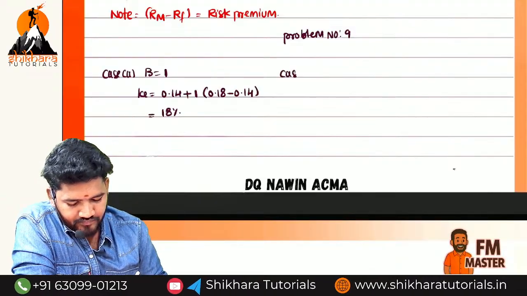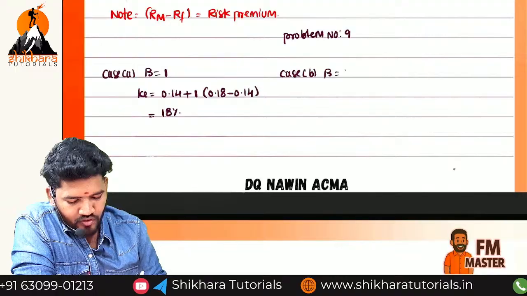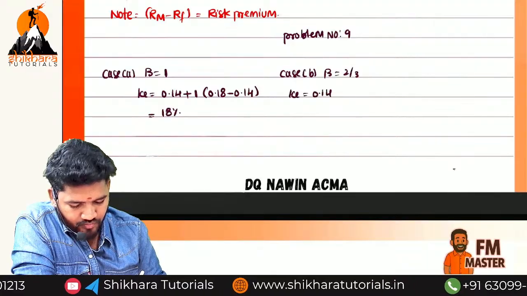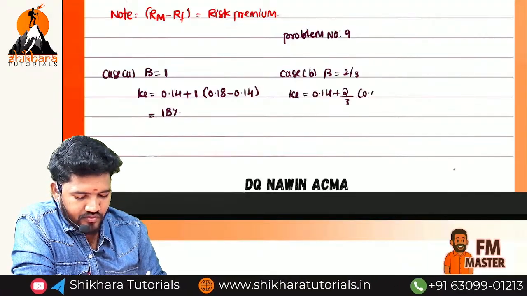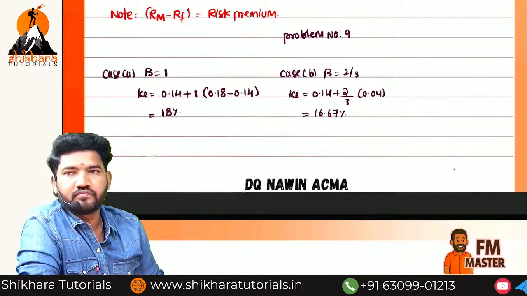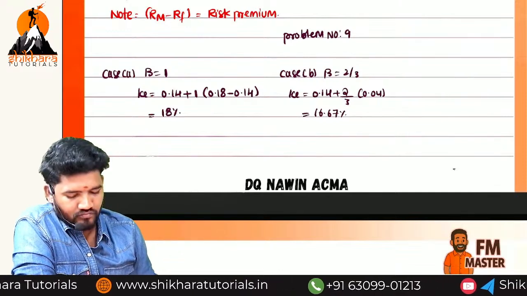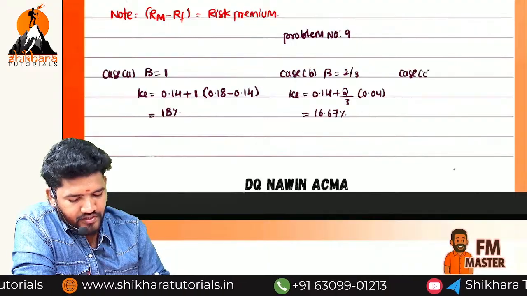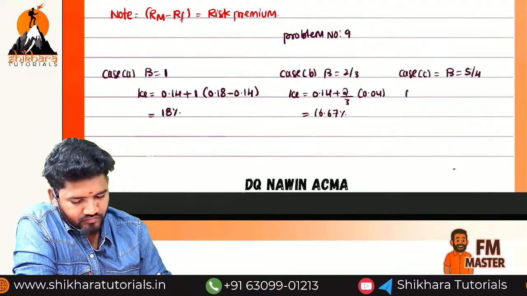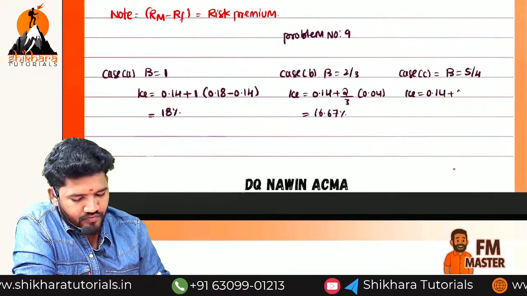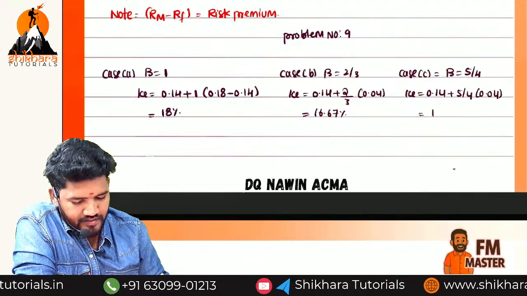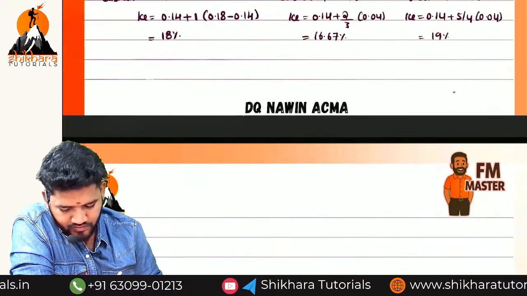Case B: beta equals 2/3. K equals 0.14 plus 2/3 times 0.04. Answer: 16.67%. Case C: beta equals 5/4. 0.14 plus 5/4 into 0.04. Answer: 19%. Now the point you have to understand.